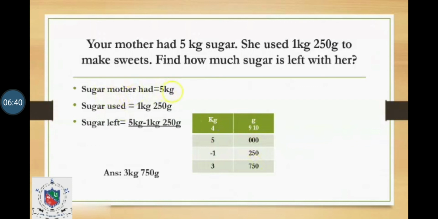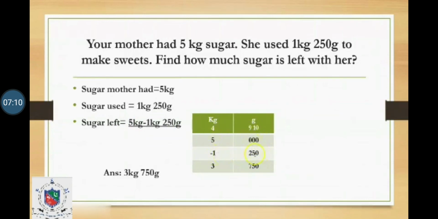So we have to write the description because we are carrying out the plan. So sugar mother had and sugar used. Then we have to find out how much sugar is left. So to find out the remaining amount, we always subtract. Again, in the same way, we have to write in the columns and then we have to subtract.